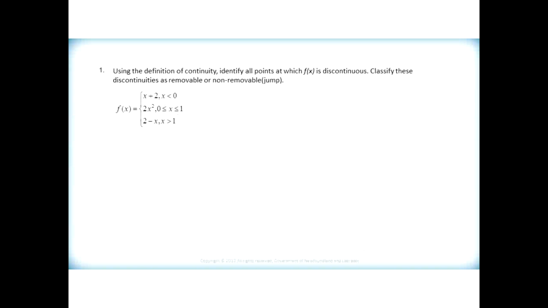Okay, let's move on. Here's a test type question, and it's kind of the same thing. Using the definition of continuity, now we have to identify all the points at which f of x is discontinuous. We have to classify them as removable or non-removable. So let's make a quick sketch. We've got 3 different intervals to cover here. The first interval we have to cover is when x is less than 0, and we've got from 0 up to 1, and then we have from 1 and onward. So let's make a quick graph, and that'll help us have a picture of what's happening for this particular function.